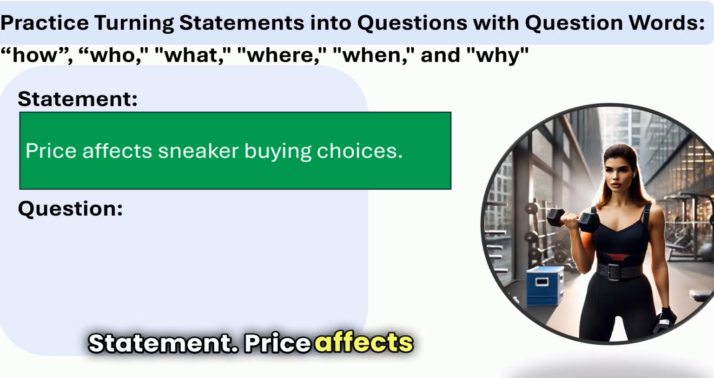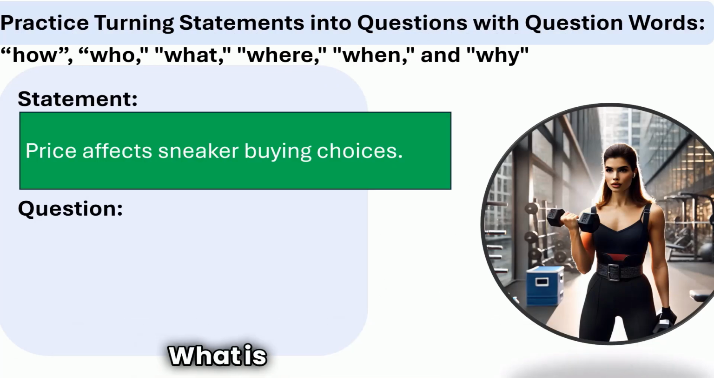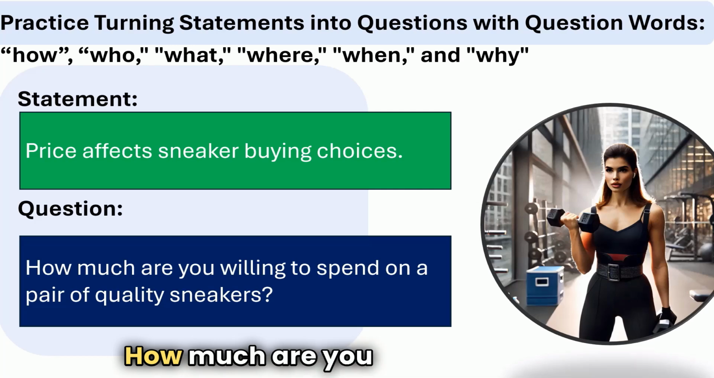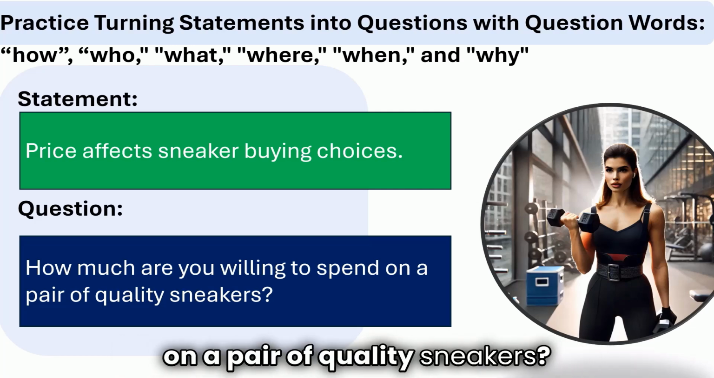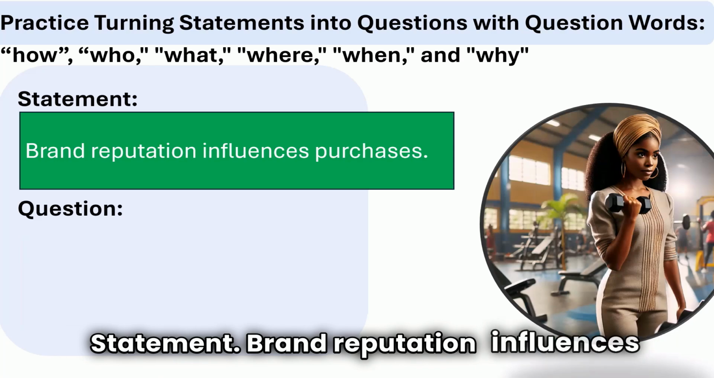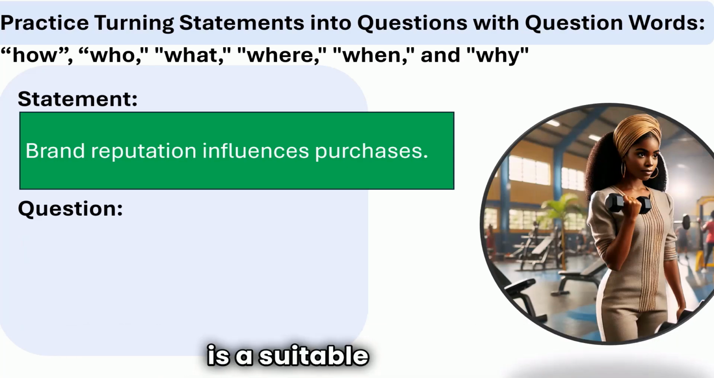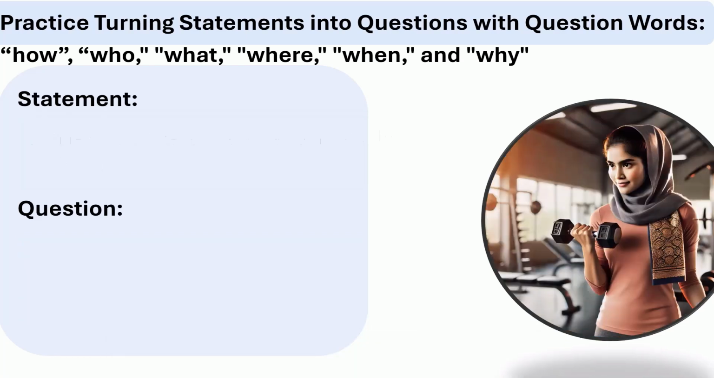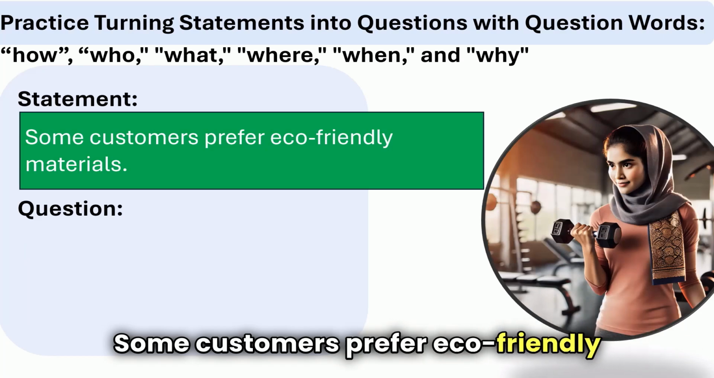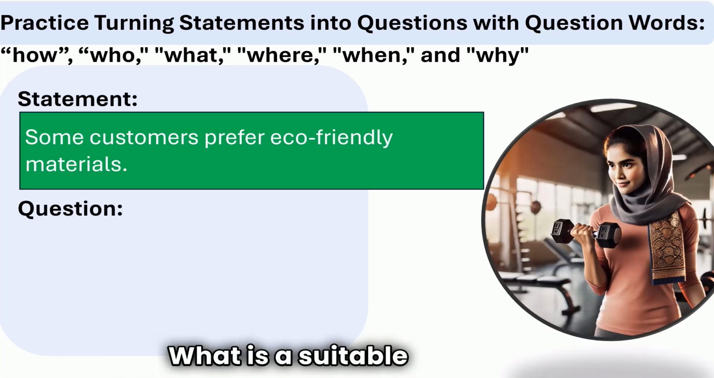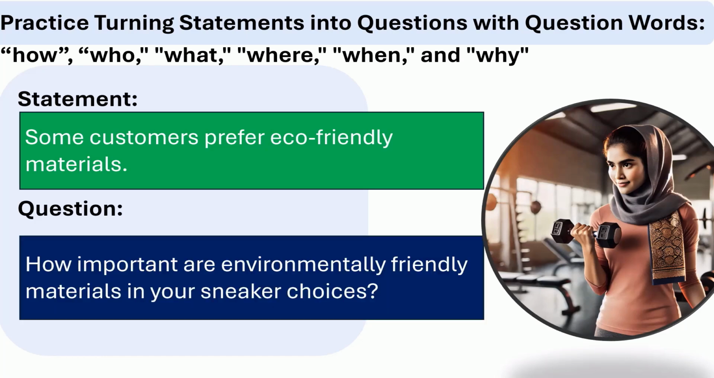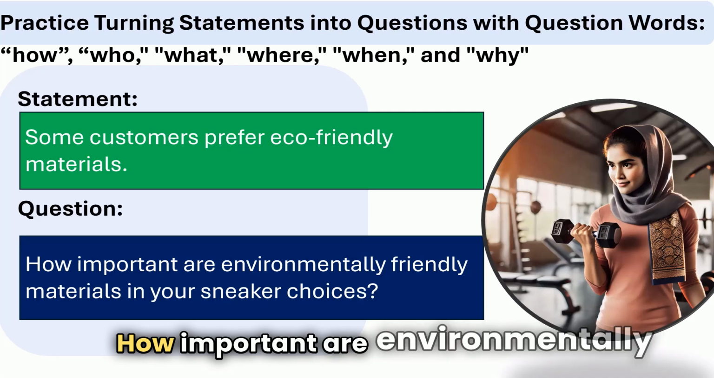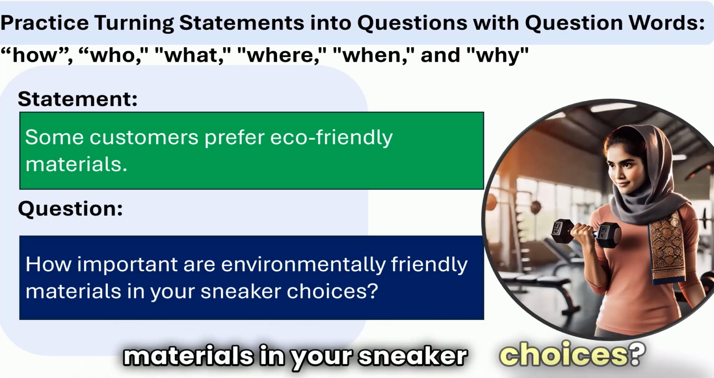Statement: price affects sneaker buying choices. What is a suitable question? How much are you willing to spend on a pair of quality sneakers? Statement: brand reputation influences purchases. What is a suitable question? Why do you choose certain sneaker brands over others? Statement: some customers prefer eco-friendly materials. What is a suitable question? How important are environmentally friendly materials in your sneaker choices?